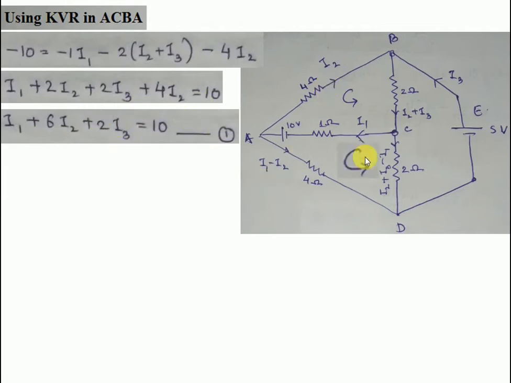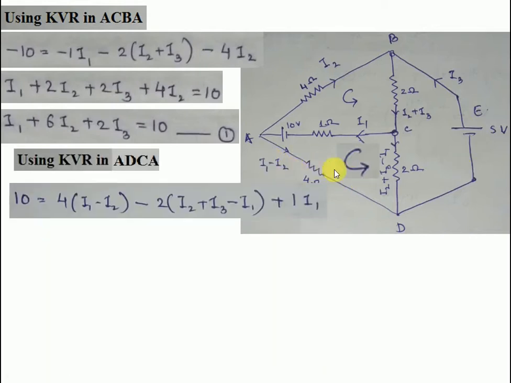Now I'll take the second loop. If you take this loop, this cell will give the current in the direction towards my left, and this loop is also towards the left. So if you see the upside, it will go this side, so it is plus 10. And if you come out here, the current is going downward and the loop will also go downward, so it will be positive 4 I2. And if you come this side, the current is flowing downward and our loop is going upward, so it will be negative, so it will be minus 2 (I2 plus I3) minus I1.